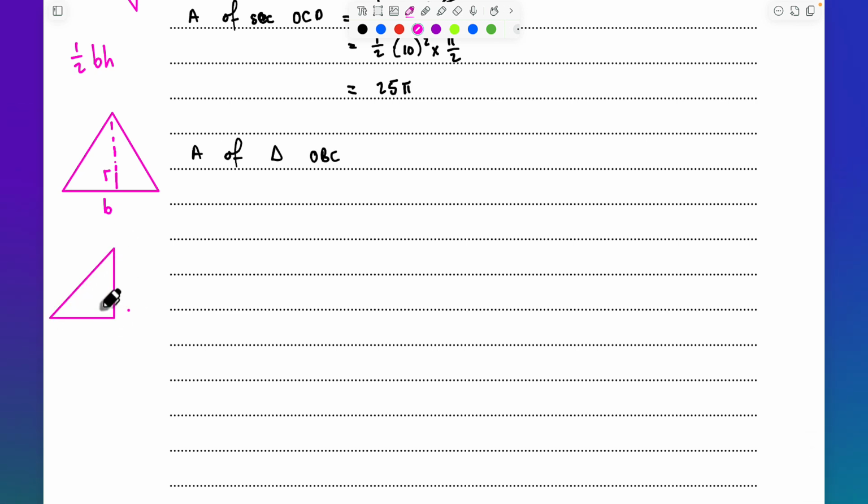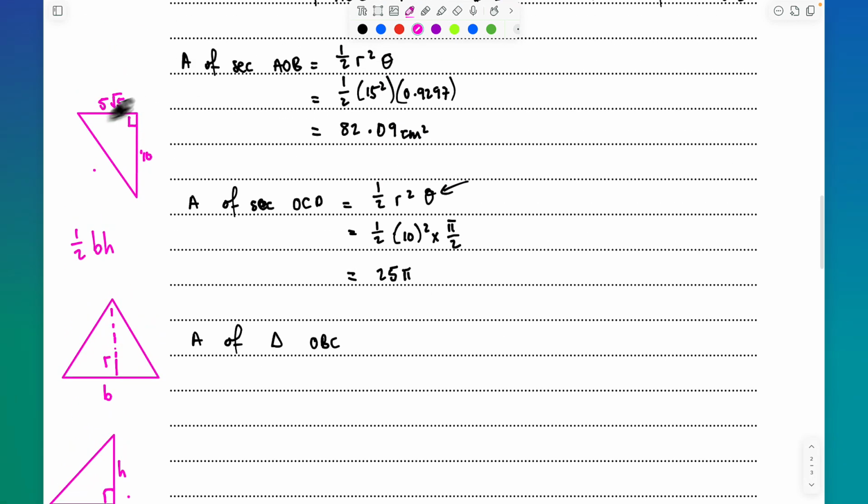So if they've actually done you the favor of already giving you a triangle that has the sides perpendicular, right? That means you can use this one as the height, you can use this one as the base. So that's exactly what we have here. We can use this side, the 10, as the base, we can use this side as the height, or we can actually just use the 5 root 5 as the base and the 10 as the height. It doesn't really matter. As long as we have two perpendicular lines, we can use that half base times height.